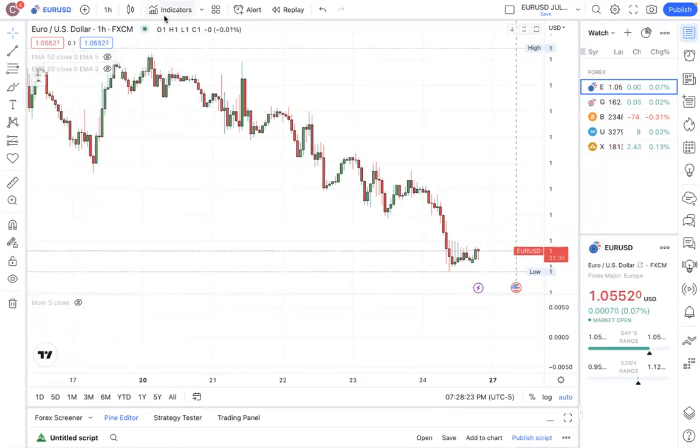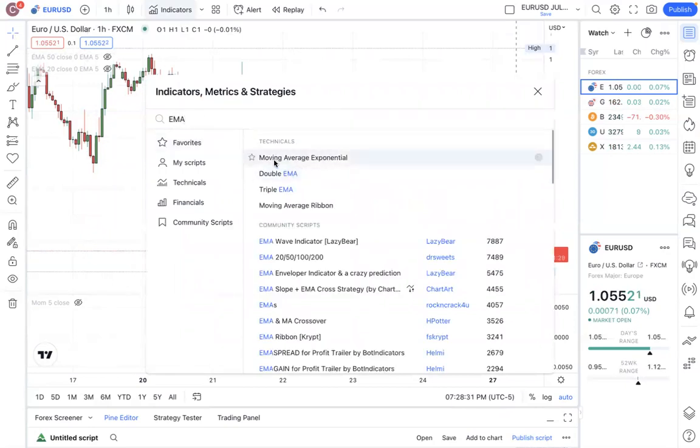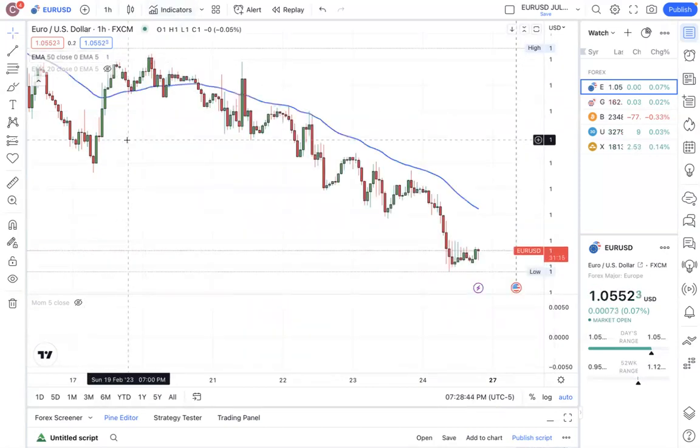So if you go to your indicators tab, you just click on it and then you search EMA, right? It's going to come up. It's not going to say EMA. It's going to say moving average exponential, because that's what EMA stands for, exponential moving average. And you're just going to click on it, and then it'll pop up on your chart and it'll look like that, or maybe a different color.